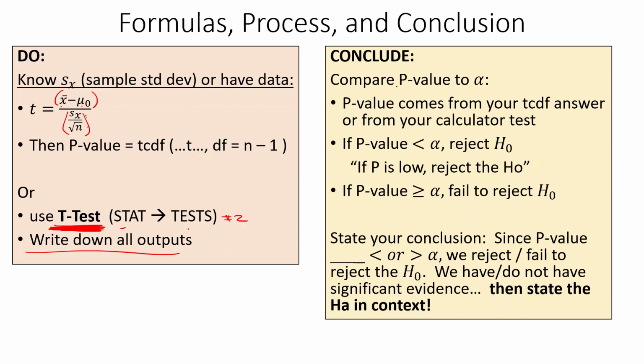Number 2. Then we compare our p-value to alpha. We're going to do basically the same sentence that we did when we were working with proportions. If p is low, reject the H0. If p is not low, then we fail to reject the H0. And then we write our two sentences. Sentence number 1 compares the p-value to alpha, and then we say whatever we're doing with the null hypothesis. Our second sentence is always about the alternative hypothesis, and it always includes context.